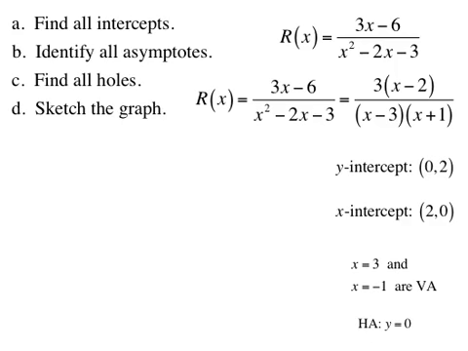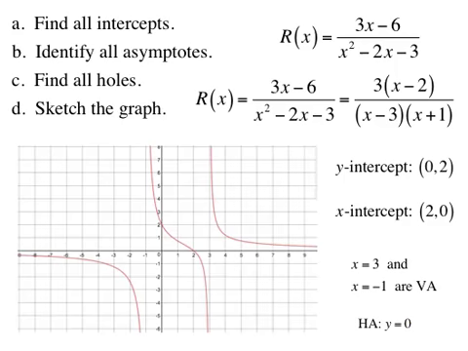Our next move is to sketch the graph. Well, we know the y-intercept is (0, 2). X-intercept is (2, 0). Vertical asymptotes at x equals 3 and x equals negative 1. Horizontal asymptote at 0. And we're going to go ahead and try to graph something that meets all those requirements.